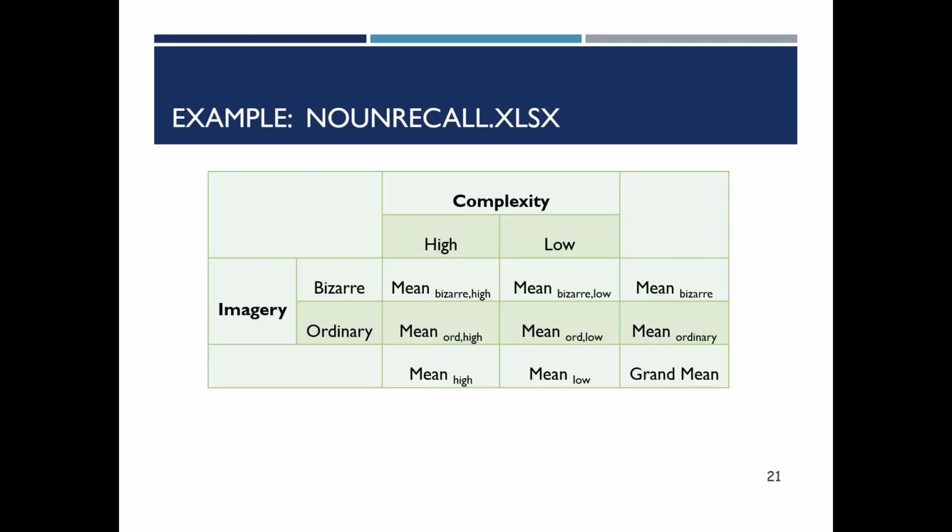So translating that into our 2x2 table, here are the 2 factors. There's imagery, and then there's complexity, and each of them have 2 levels. And the main effects are comparing the means for those 2 levels within each factor. And so here is the main effect for imagery, bizarre versus ordinary, being compared. Main effect for complexity, high versus low, is being compared. And then the interaction effect is trying to see whether the mean differences exist across these 4 combinations of factor levels.